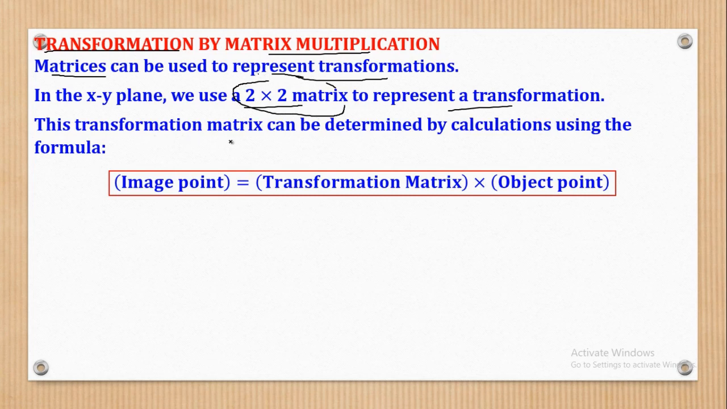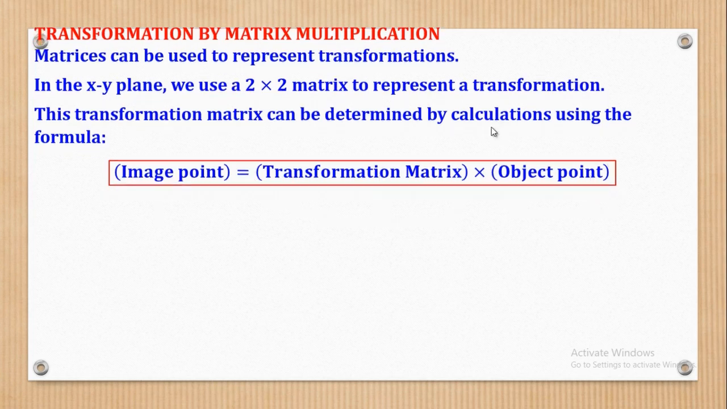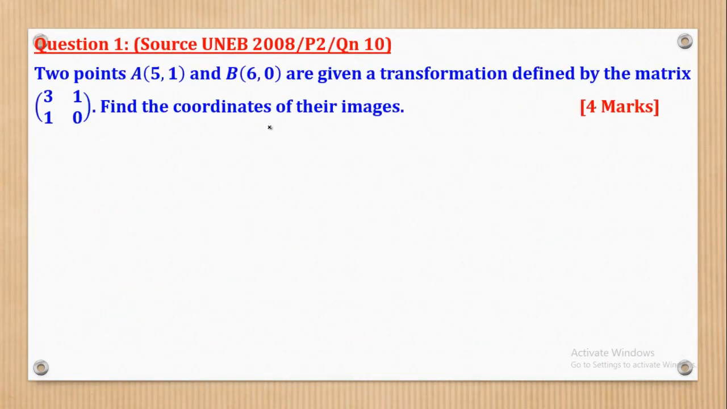This transformation matrix can be determined by calculations using the formula that image point is equal to transformation matrix multiplied by the object point. Now I think you remember under translation it was addition, but here we have to multiply, and the order matters. It has to be transformation matrix first, then object point next. The order matters. So let's see how that formula is used.